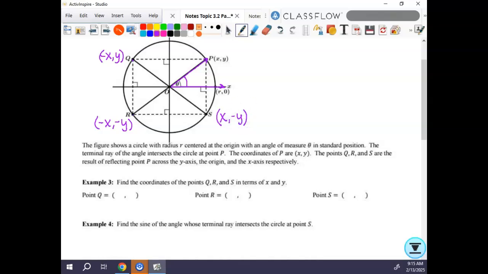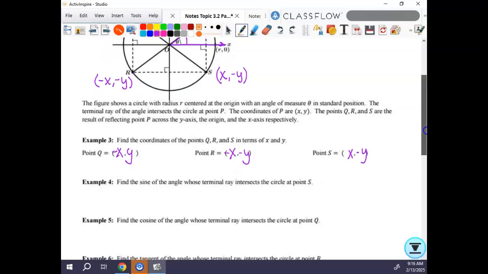And part of that is because we understand how the quadrants work too, right? So that's all we're asking for in terms of x and y. So we can go ahead and fill these in. This is -x, y, this is r, so that's negative x, negative y, and x, negative y. Okay. We're all good with that? Just like the reflections that we had already talked about.